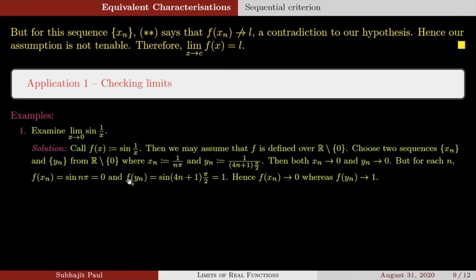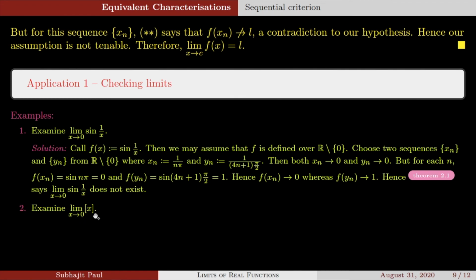Hence, f of x_n converges to 0, whereas f of y_n converges to 1. Both are constant sequences which converge to different points. So by this theorem, the limit cannot exist. We have two different sequences converging to the same point where we seek the limit of the function, but the functional sequences are converging to two different points.